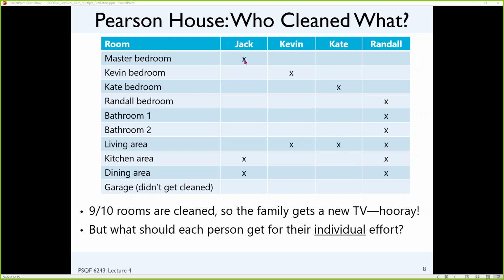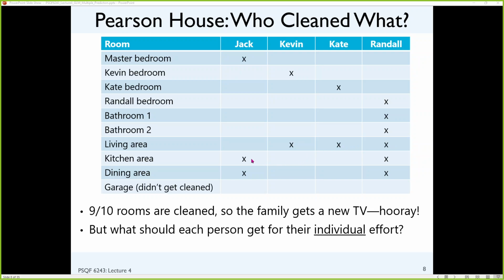So we have Jack claims that he cleaned their master bedroom. Kevin claims he cleaned his bedroom. Kate cleaned hers. Randall, of course, in the story is an overachiever. So of course Randall's going to Randall and do everything. That's his personality. But Kevin and Kate also claimed that they helped with the living room. Odds are good that Randall did most of the work, but that's fine.